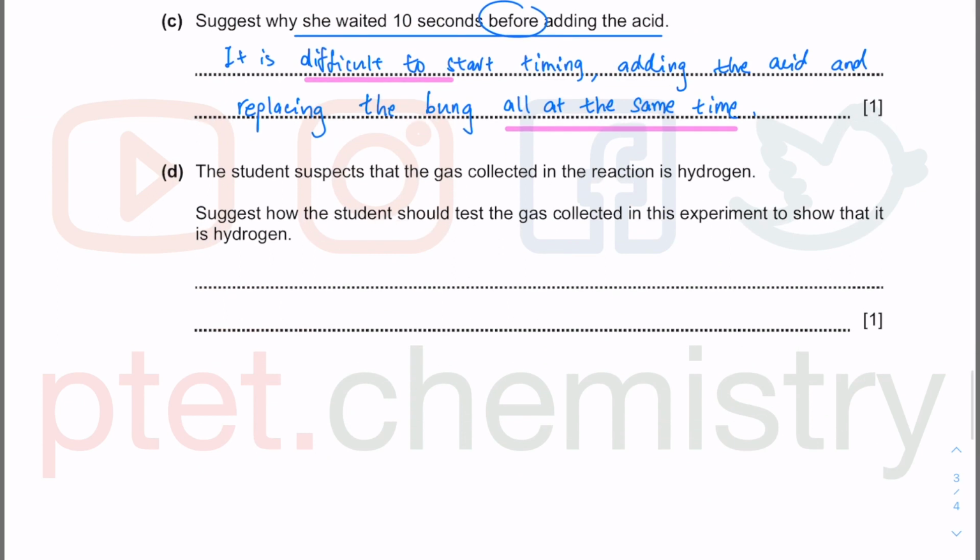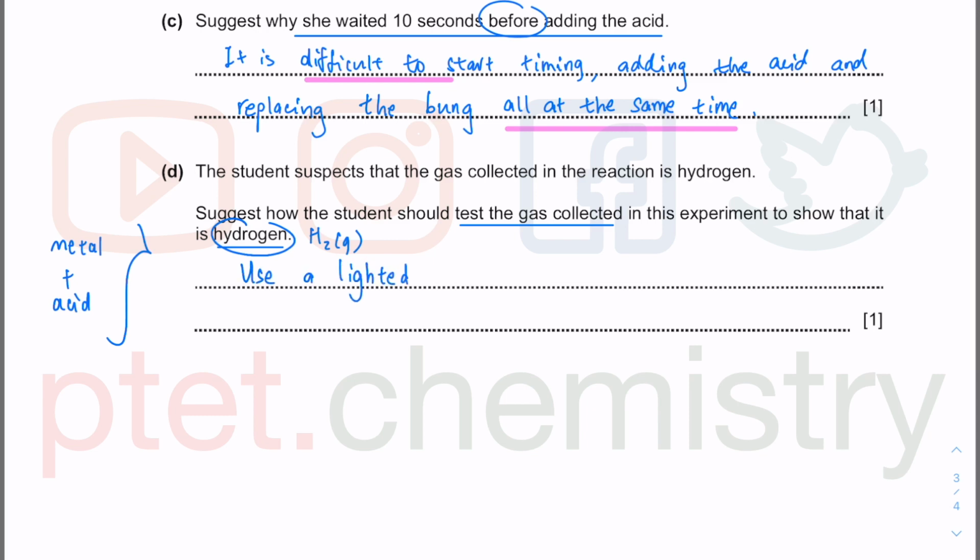Okay, on to the very last question in this work. What can the student do to test the gas? This is a metal plus acid reaction. As you have known from year 9 chemistry, metal plus acid gives you hydrogen gas, a diatomic molecule. So the test for hydrogen is basically using a burning or lighted splint.